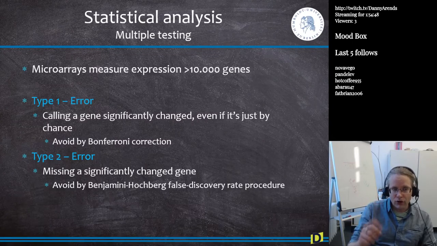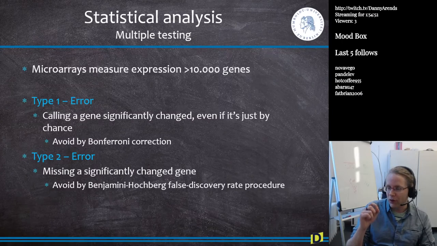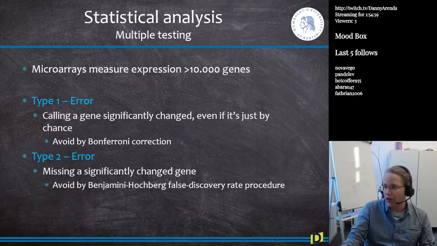And of course, you can only optimize for one of the two, right? If I optimize and say I want to minimize my type 1 errors, then of course I'm going to have to accept the fact that I'm going to make more type 2 errors. And if I'm minimizing my type 2 error, then I'm going to make more type 1 errors.